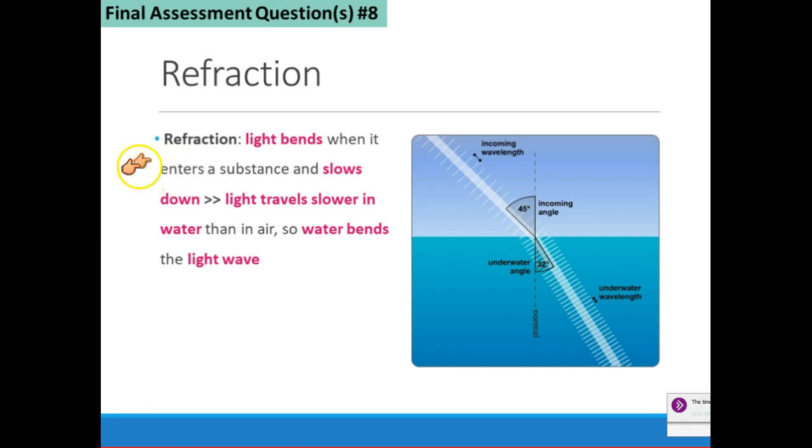Question number 8 is talking about refraction. Smiley faces, if you remember me putting the chopstick in the cup of water and the chopstick looking like it was broken once it was in the cup of water. Yes, this is what's called refraction. Light bends when it enters a substance, and this actually slows down the light. In water, light travels much slower than it does in the air, and as it bends, it causes objects to look different underwater. It looks like they're broken, or like they're in the wrong spot. So that is refraction.